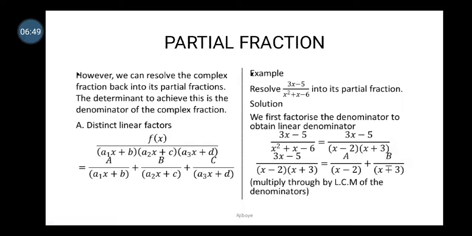We simply take a constant as a numerator over each linear factor, as many as there may be. So for instance, if we have a complex fraction f of x over a1x plus b into bracket a2x plus c into bracket a3x plus d, it means that the partial fractions of such a complex fraction will equal A over a1x plus b, plus B over a2x plus c, plus C over a3x plus d.